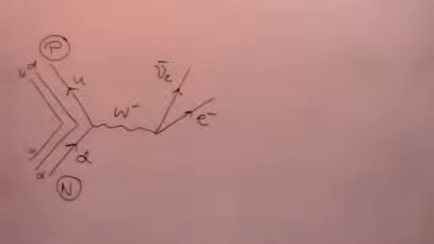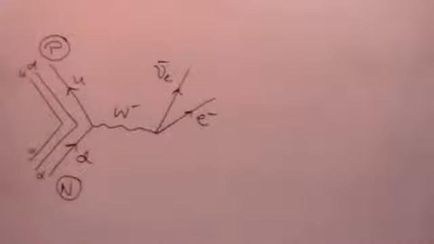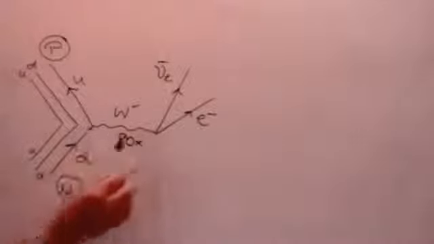Why does it do that? Well, it just so happens that the W minus is 80 times heavier than the mass of the neutron, or indeed the mass of the proton. How can a neutron produce a particle that's 80 times heavier? Remember, E equals mc squared. Energy is related to mass. So if we've got 80 times the mass, we've got 80 times the energy.